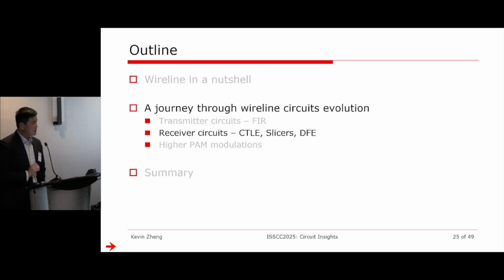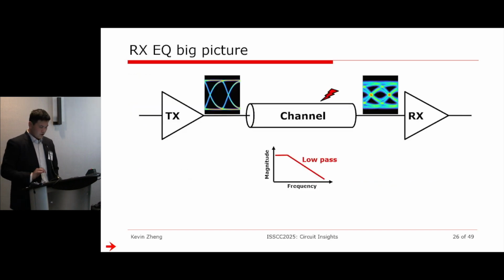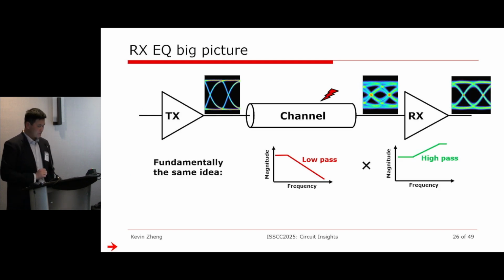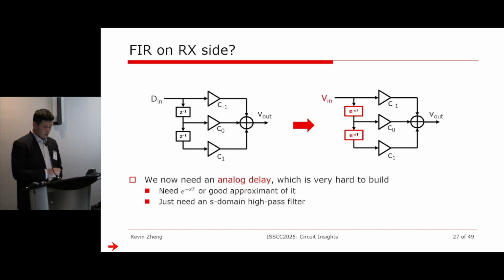Now, with that said, I'm going to shift gear and move on to the receiver side now, right? So I'm going to start with this picture again. Fundamentally, the big idea is the same. Instead of putting the high-pass filter before the channel, I can now put something after the channel, right? And then it can do essentially the same job because it's a linear system, right? So the first question to ask is, why not implement the same thing as the TX on the RX side?